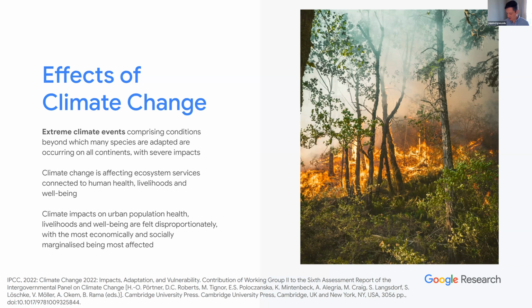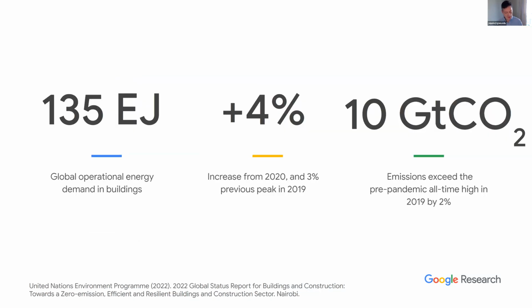So it makes sense for us to consider what we can do in various aspects of generating these emissions. If we look at buildings themselves, and these are statistics for the globe in 2022, there's a consumption of 135 exajoules of operational energy demand in buildings globally. This represents a 4% increase from 2020 and a 3% increase over the pre-pandemic peak of 2019. Furthermore, emissions are also increasing, exceeding the pre-pandemic all-time high achieved in 2019 by 2%, for a total of 10 gigatons of CO2.